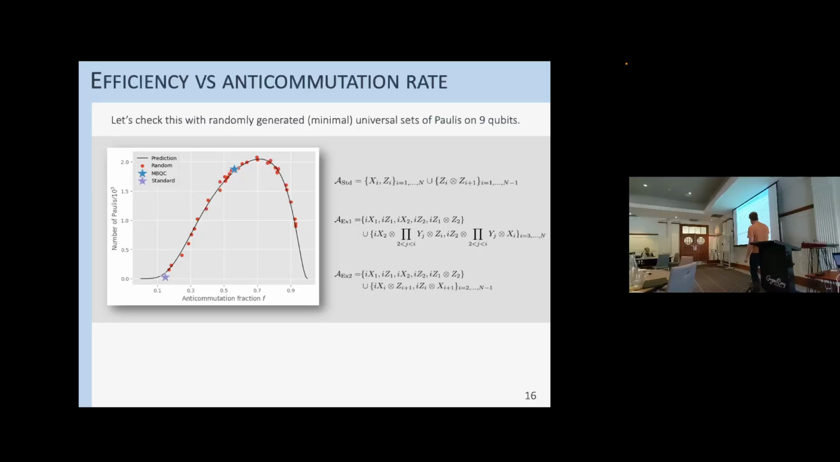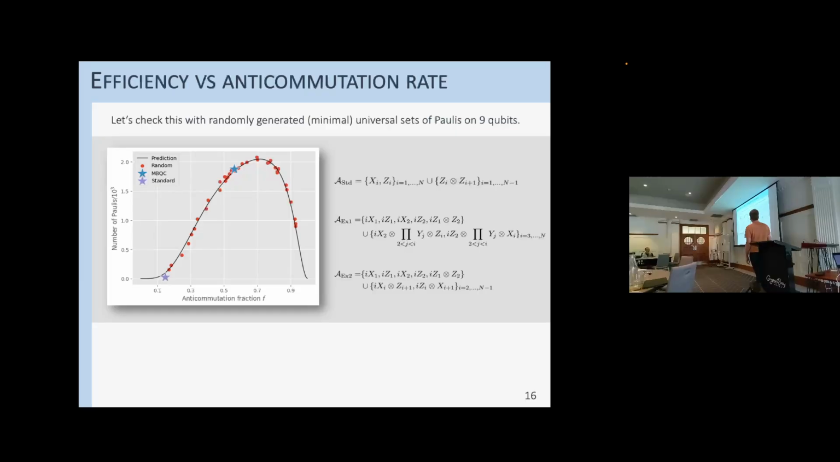Turns out this MBKC gate set, the weird fractals I've been drawing, you can prove, as the number of qubits goes to infinity, actually has an anti-commutation fraction of 1/2, which is not quite optimal, but it's still pretty good, and it's a lot better than the standard gate set. And more importantly, it's a constant fraction, a non-zero fraction even in the limit of infinite system size.